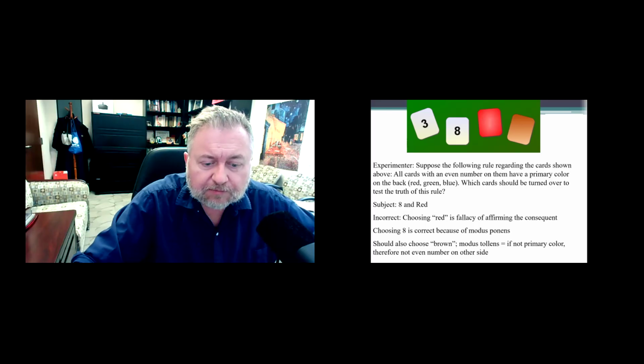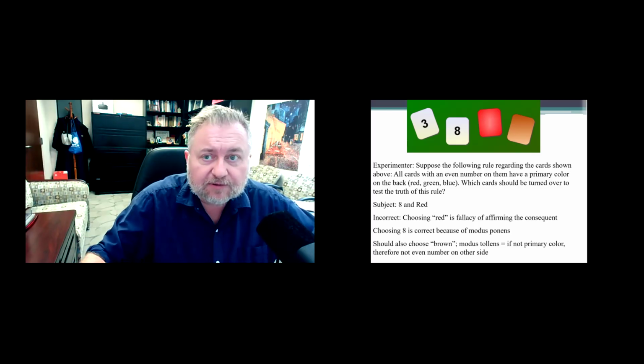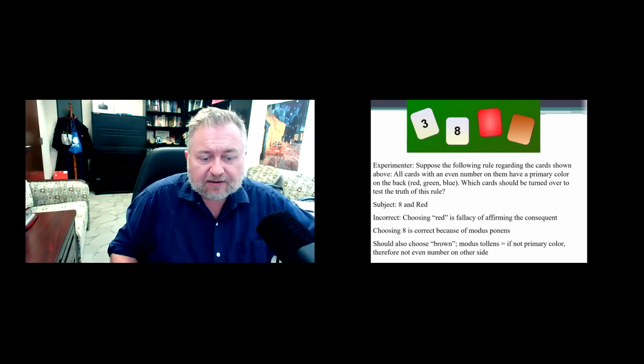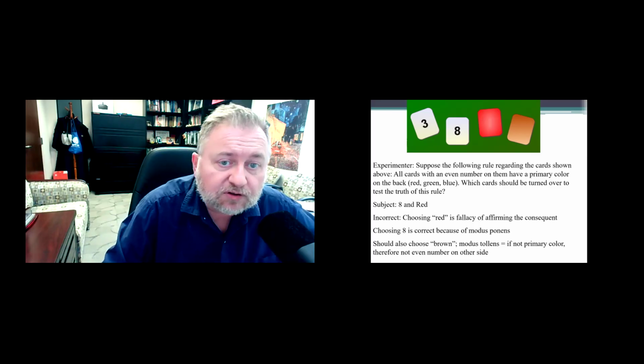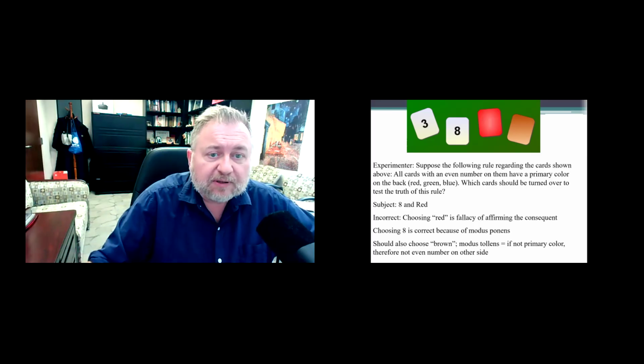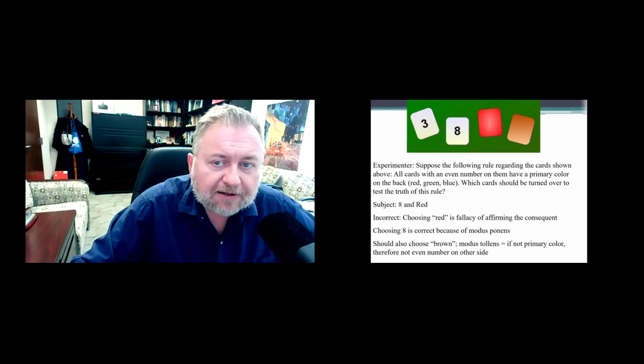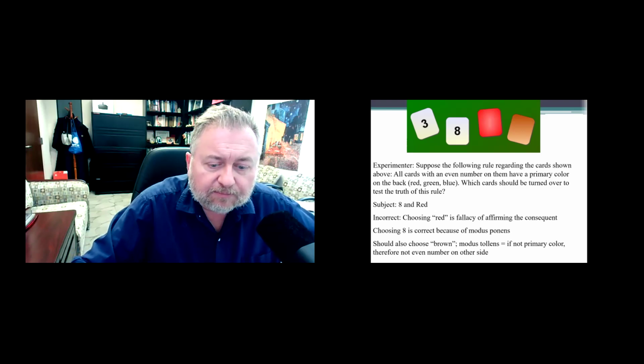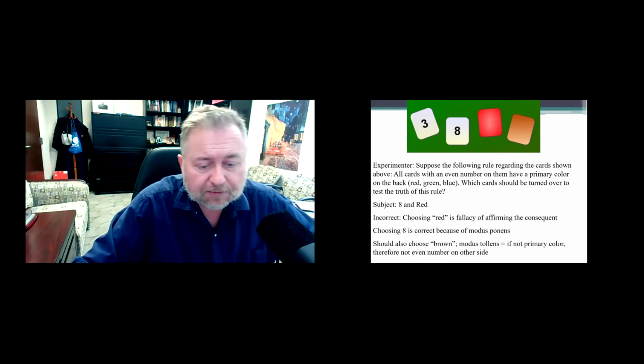So what you really need to do is choose 8, because that's the modus ponens, and then you need to turn over the brown card, because that's the modus tollens, right? If not primary, if not Q, then not even, or not P, on the flip side. So that brown card should have an odd number for sure, right? But people don't pick that. So it's a mildly challenging task that many people perform incorrectly. By incorrectly here, I mean that the choice to turn over 8 and red is not logically valid as a way of determining the truth of the rule that we've been told.